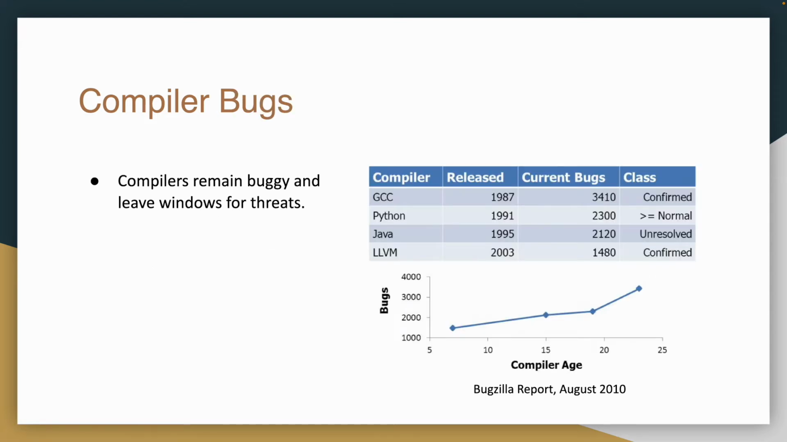Here are some summarized results about found bugs in those off-the-shelf compilers. And we can see that with the compiler involved, their bugs are also inevitably increased. Such bugs leave a window for threats, and it's worth it for researchers and people in industry to pay attention to finding these bugs and resolving them.